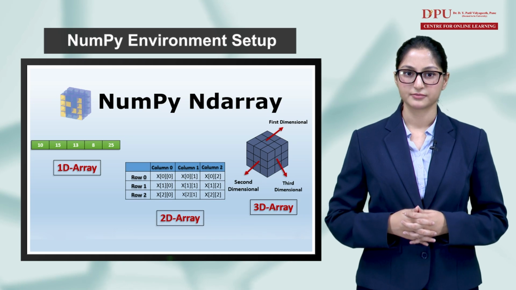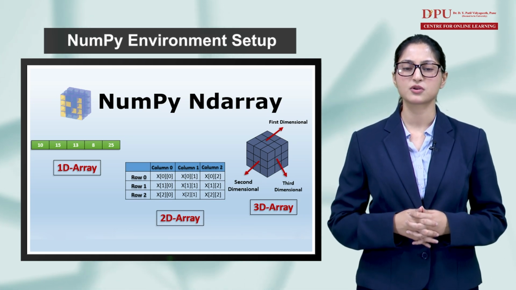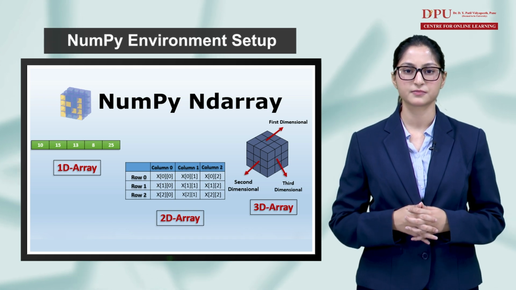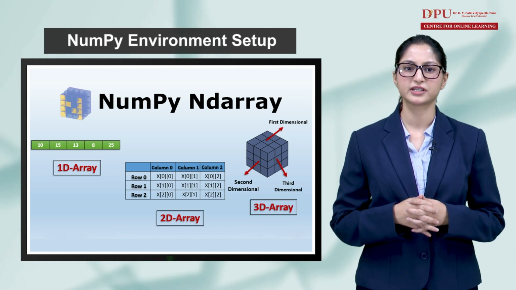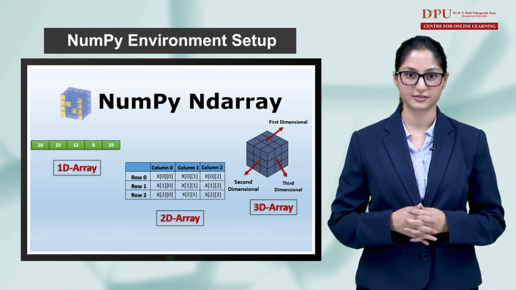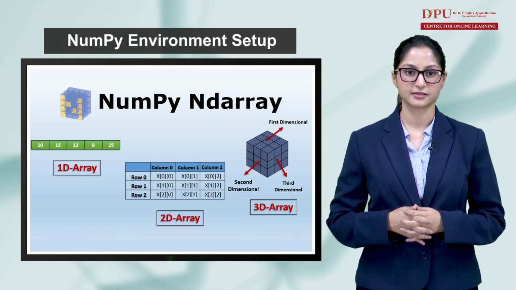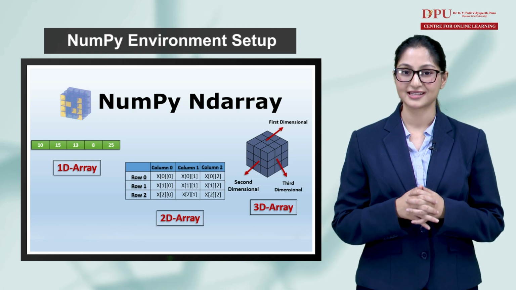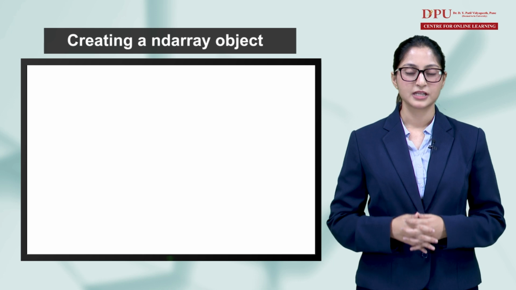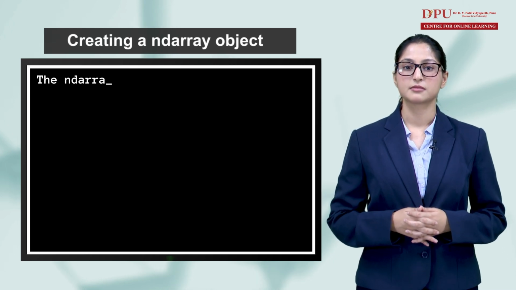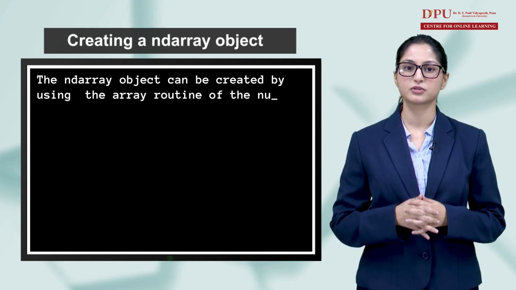NumPy ndarray. ndarray is the n-dimensional array object defined in NumPy which stores a collection of similar types of elements. In other words, we can define an ndarray as a collection of dtype objects. The ndarray object can be accessed by using zero-based indexing. Each element of the array object occupies the same size in memory. Creating an ndarray object: it can be created by using the array routine of the NumPy module. For this purpose, we need to import NumPy.